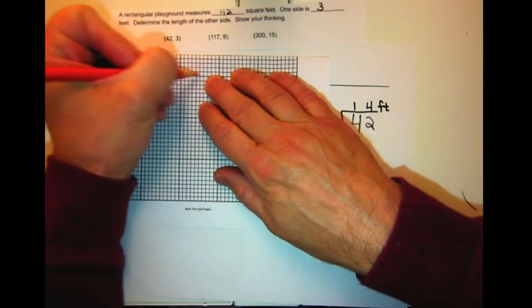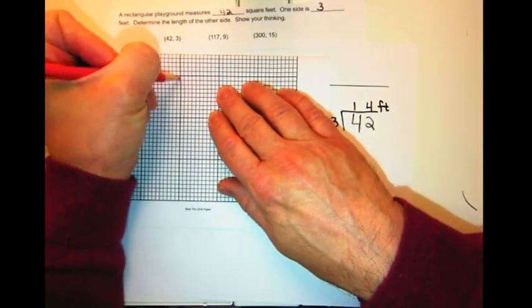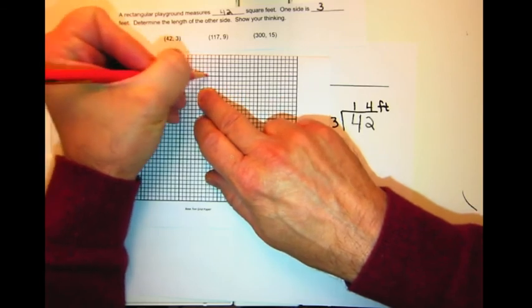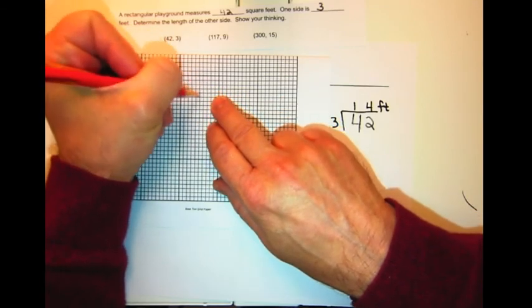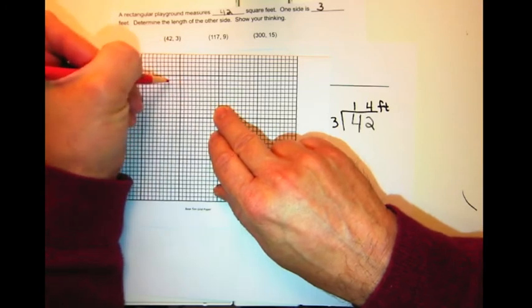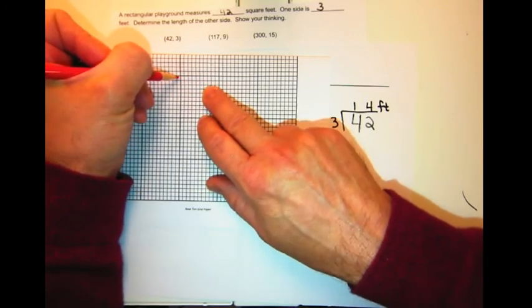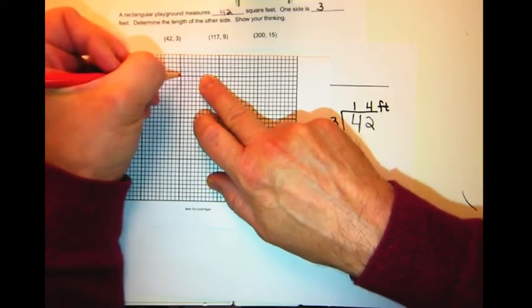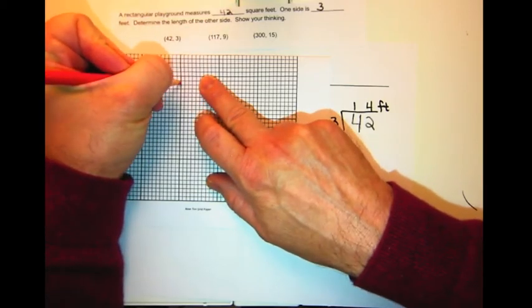So 42, and I'm going to start out with one right here on the corner, so I can see and begin not in the middle of one of these blocks of 100, but right on the edge. So I know I have 42 square feet total. One side is 3. So I'm going to build down 3 feet that way.